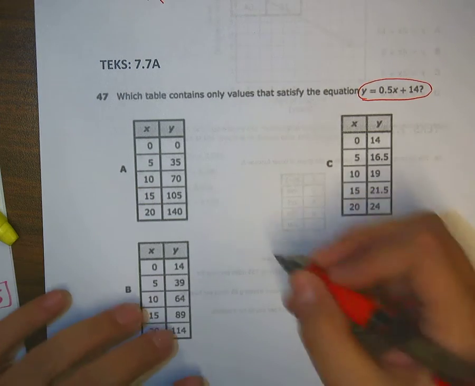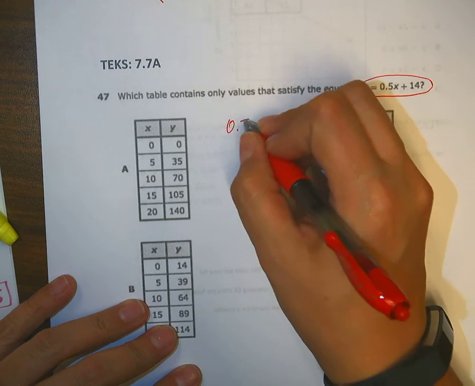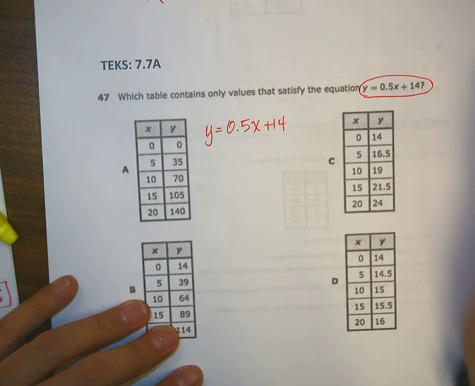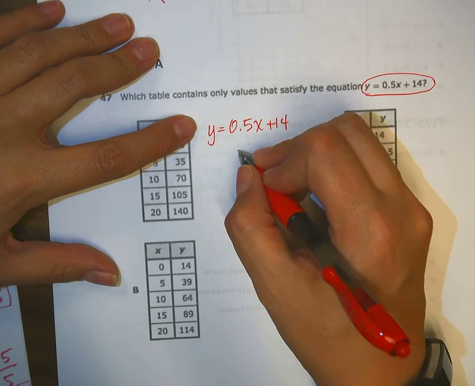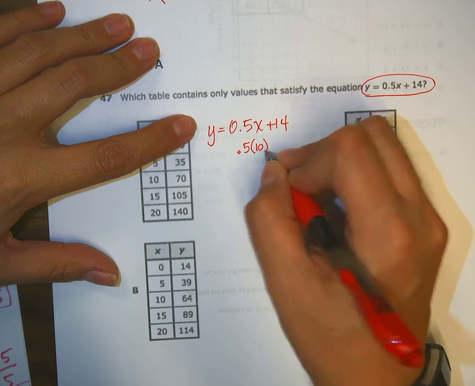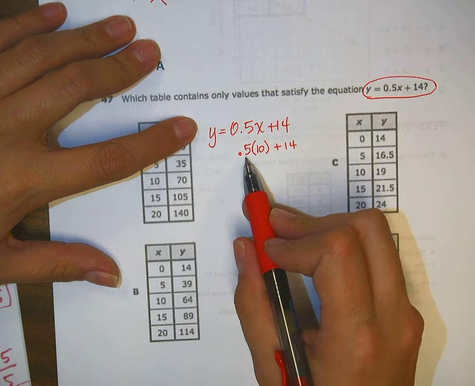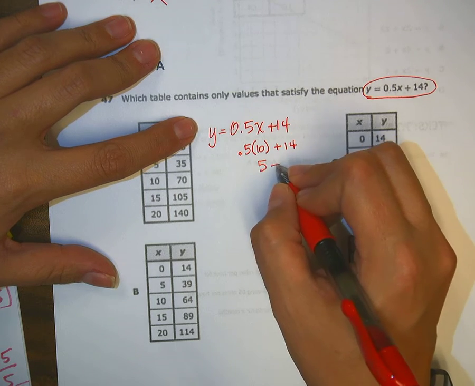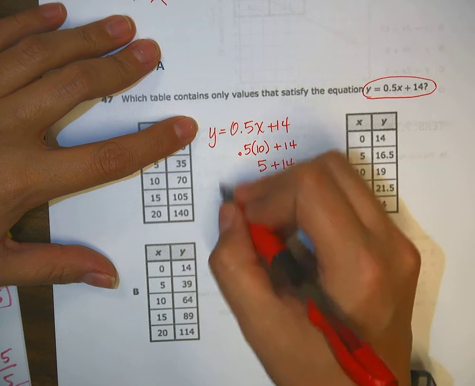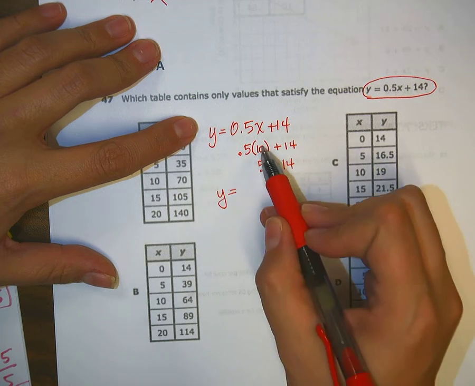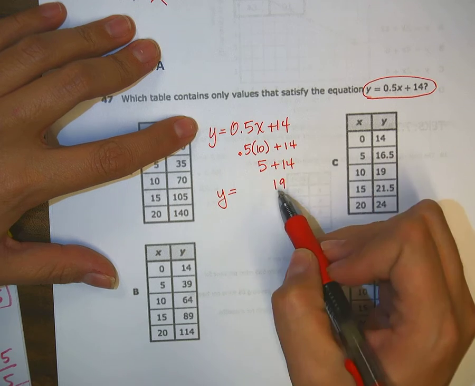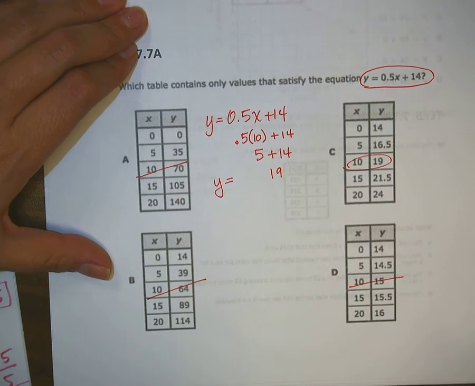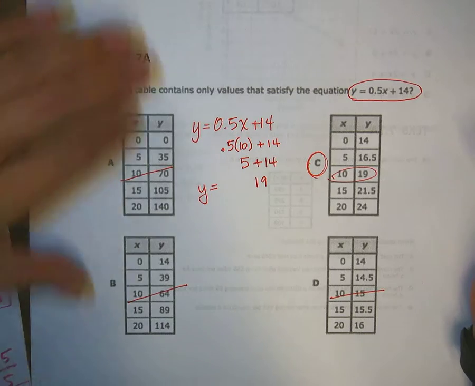I'm doing 10. So I'm going to solve it one time. I'm going to rewrite it. If you need the y equals, let's put that. And then that's 0.5x plus 14. So I am plugging in the number 10 here. So that's 0.5 times 10 plus 14. This 0.5 is the same thing as half, so half of 10 is 5, and 5 plus 14 is 19. That means when your x value is 10, your y value has to be 19. So that's no good, that's no good, that is good, and that's no good. The only answer choice that I can pick from is this one.